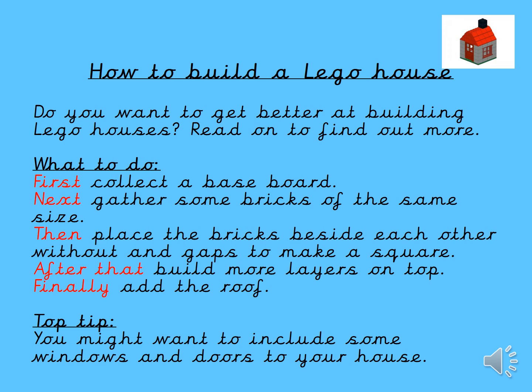And you might want to finish off with a top tip, an extra piece of advice that you could give to somebody to help them. So for example, the top tip here for how to build a Lego house, you might want to include some windows and doors to your house, because otherwise people won't be able to get into their house if they haven't got a door. That'd be a really important tip to give to somebody.